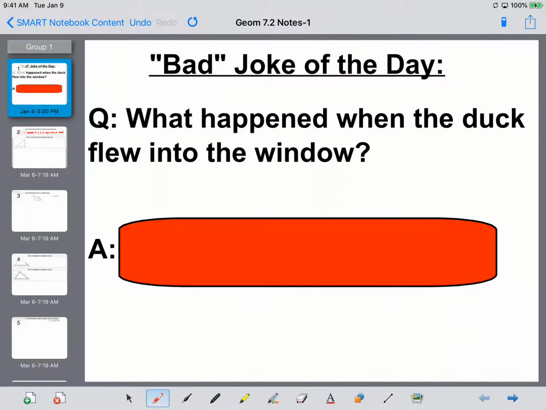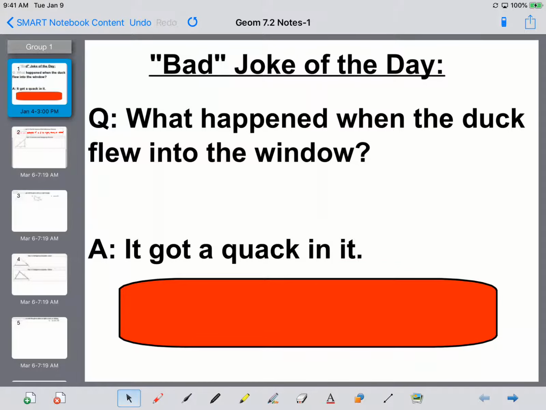Before we get to that, here is your bad joke of the day. What happened when the duck flew into the window? It got a quack in it. Yeah, oof, that one was really bad.